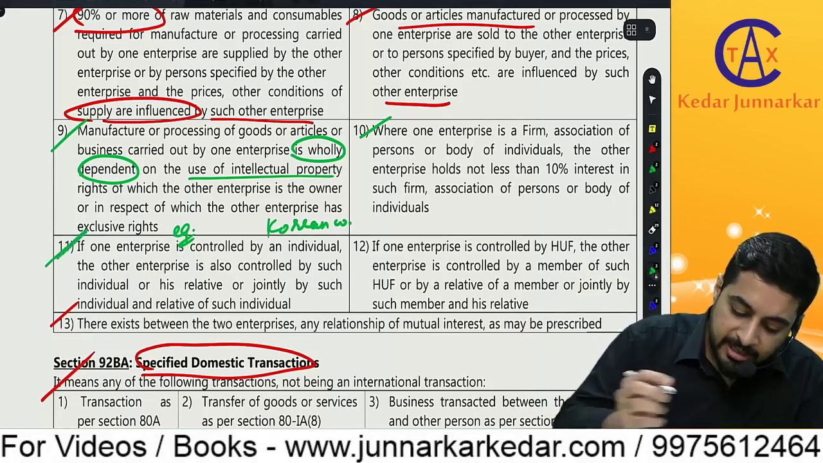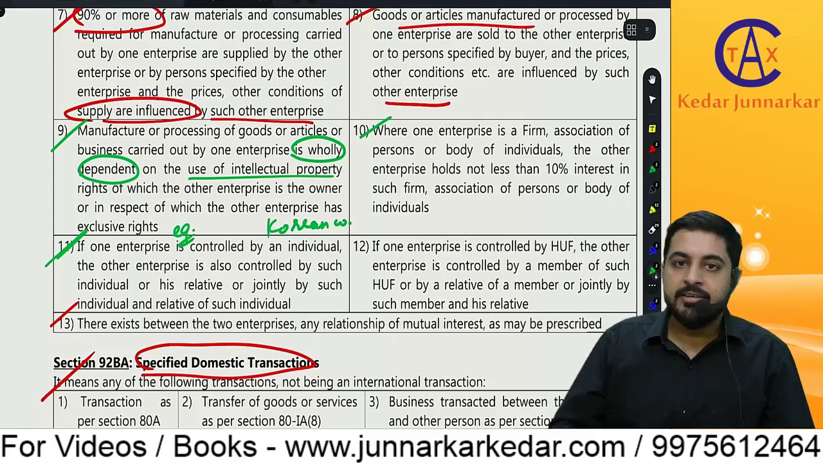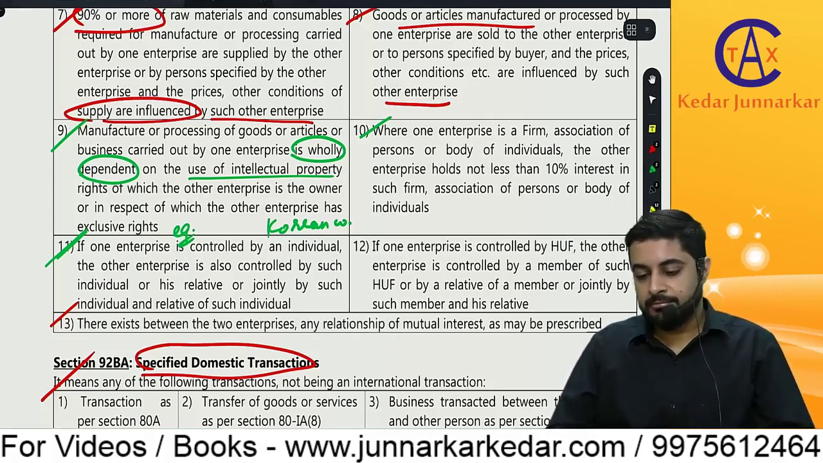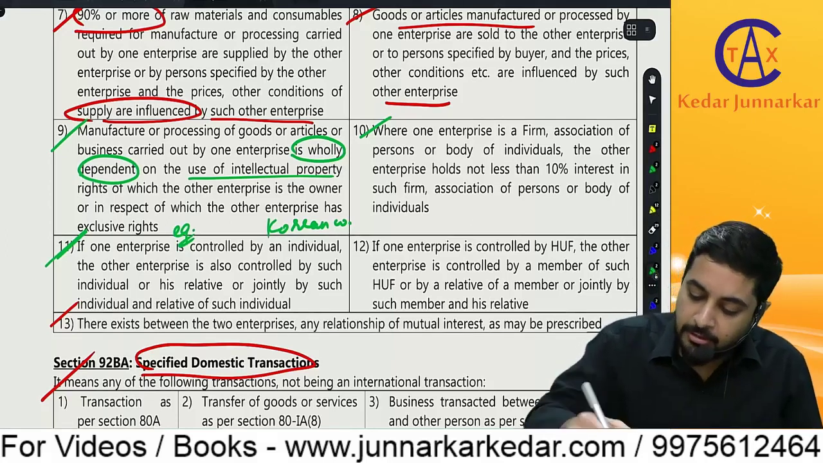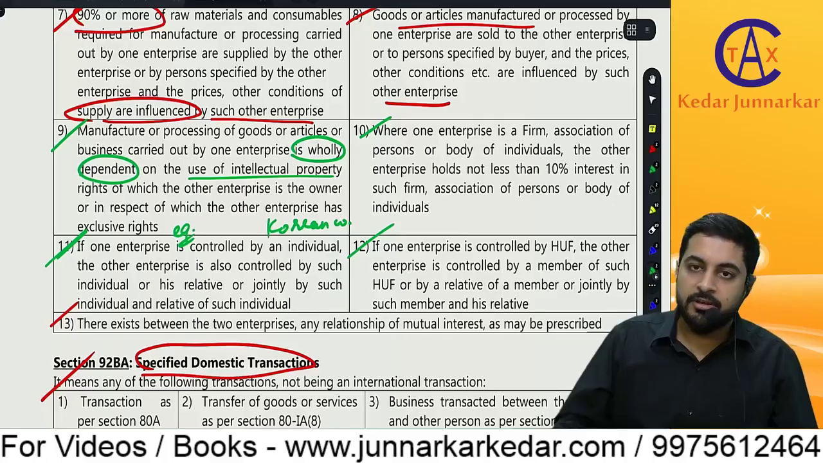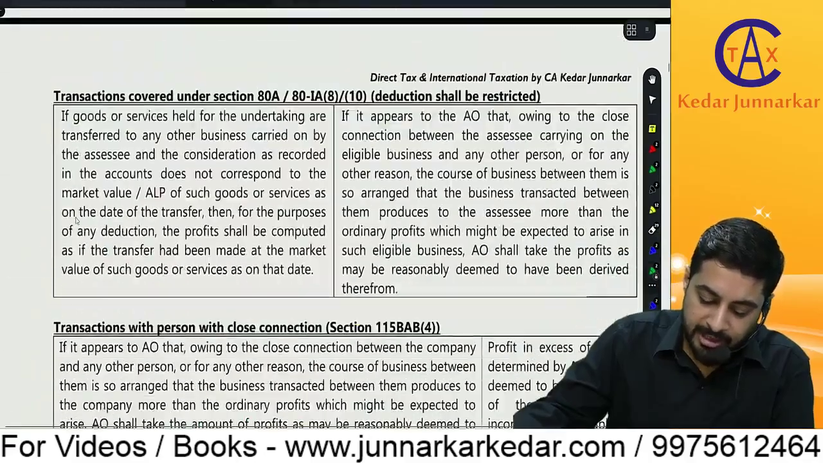Then, one enterprise is controlled by an individual, and the other enterprise is also controlled by such individual or his relative, or jointly by such individual and relative. And one enterprise is controlled by HUF, and the other enterprise is also controlled by a member of such HUF or a relative of the member, or jointly by the member and relative. So here let's write down, this is now point number 11 and 12.